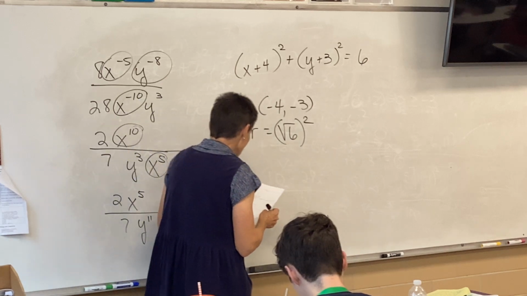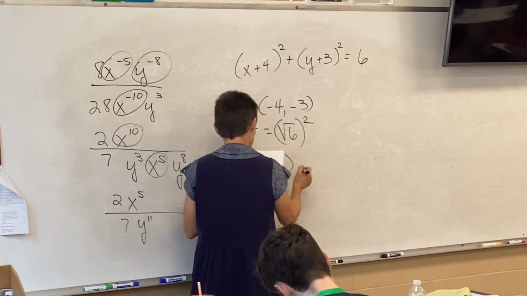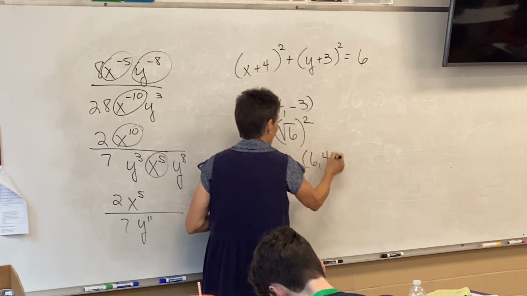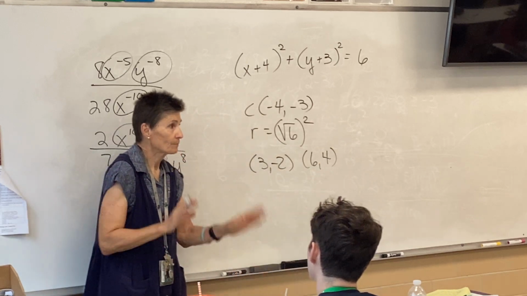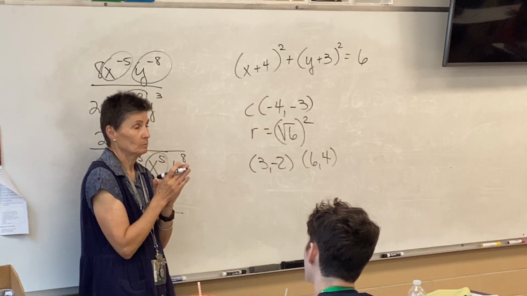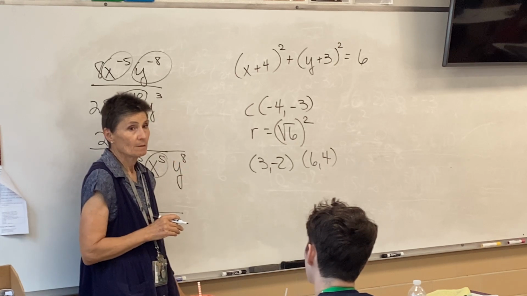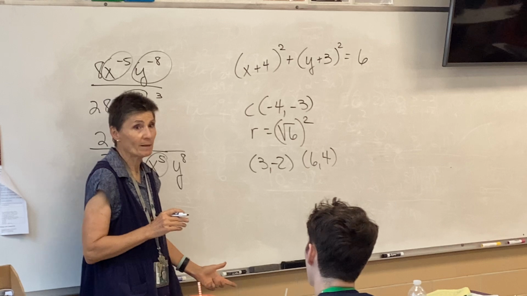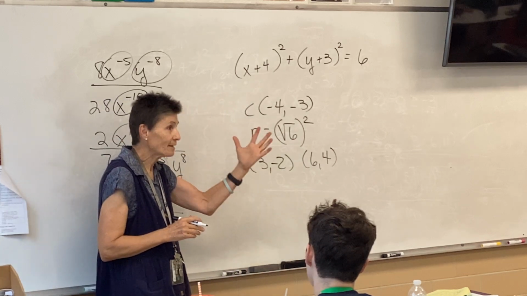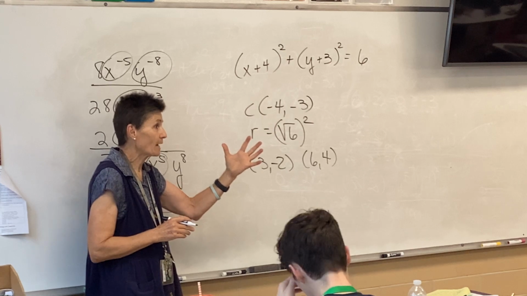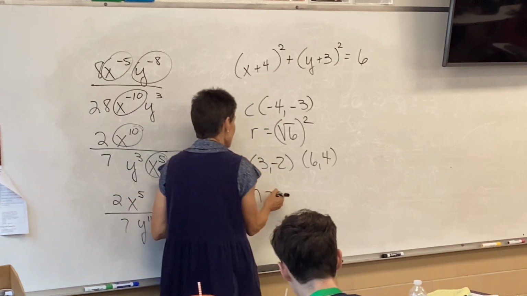Number 7, write the equation of the line containing (3, -2) and (6, 4). Here we go. How do we write the equation of a line? Somebody tell me, I'm gonna come after you if you don't. Find the slope. You gotta know your slope. Can't write the equation without the slope. So how do we find slope?